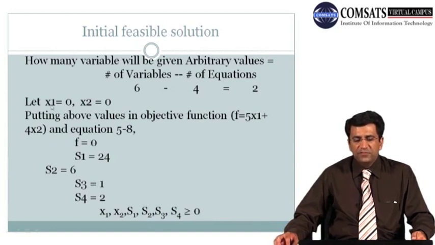So if we put x1 is equal to 0 and x2 is equal to 0 in all the 4 equations, we will get f is equal to 0, s1 is equal to 24, s2 is equal to 6, s3 is equal to 1, s4 is equal to 2. So in this initial solution, we can get the values of all the variables by using that arbitrary value method.